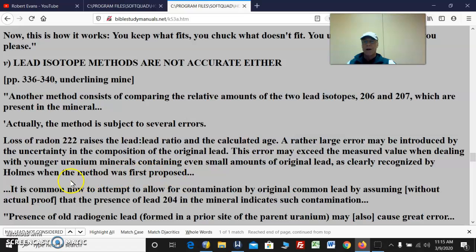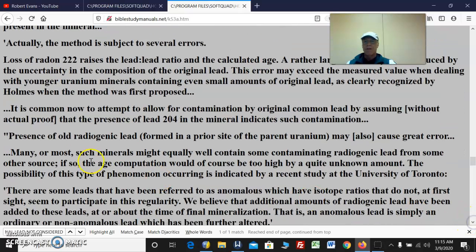as clearly recognized by Holmes when the method was approved. It is common now to attempt to allow for contamination by original common lead by assuming, without actual proof, that the presence of lead 204 in the mineral indicates such contamination. The presence of old radiogenic lead formed in a prior site of the parent uranium may also cause great error. Many or most such minerals might equally well contain some contaminating radiogenic lead from some other source. If so, the age computation would of course be too high by a quite unknown amount.